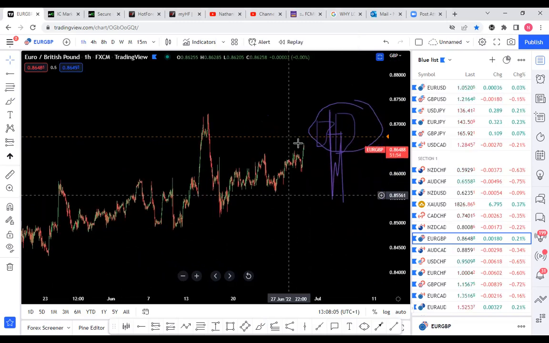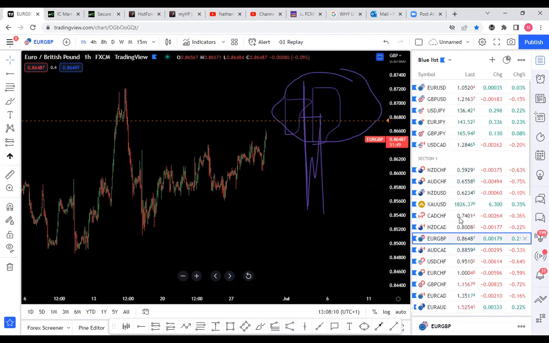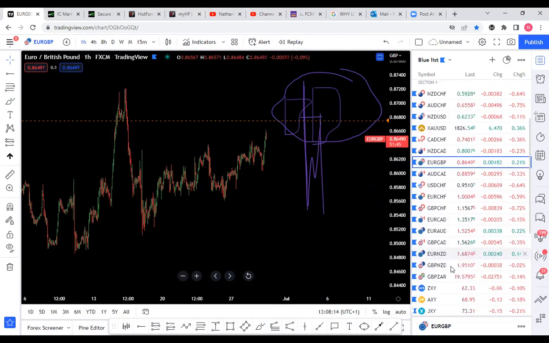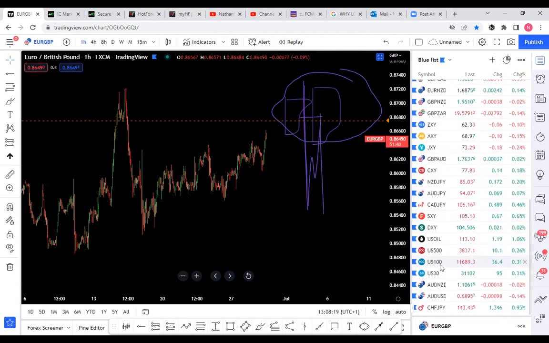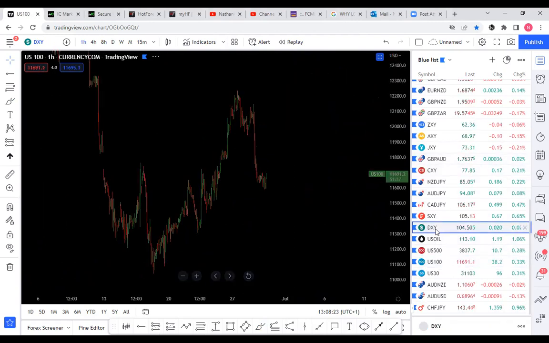Unfortunately, this market is just consolidating, remaining in one place for so long, and it's not allowing us to make as many pips as we wanted. Okay, so let's look at DXY again before we go.